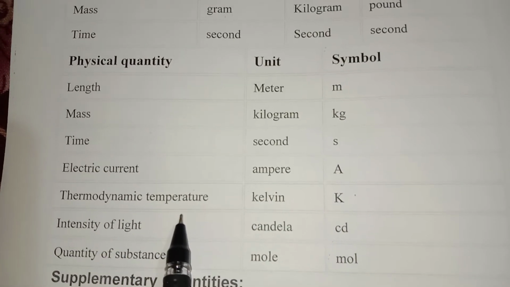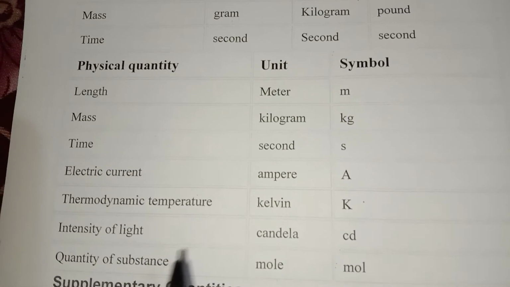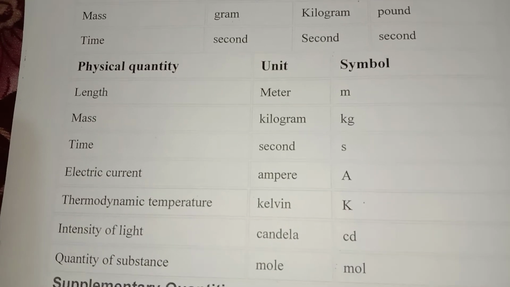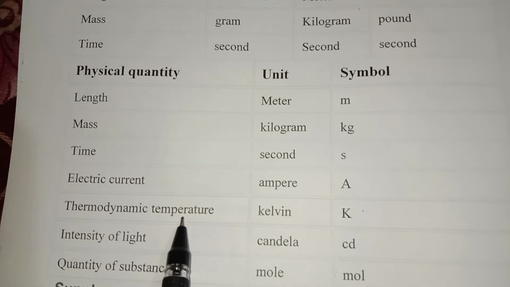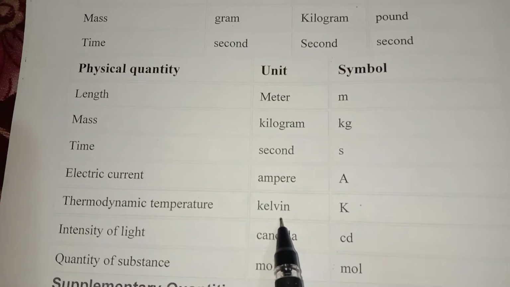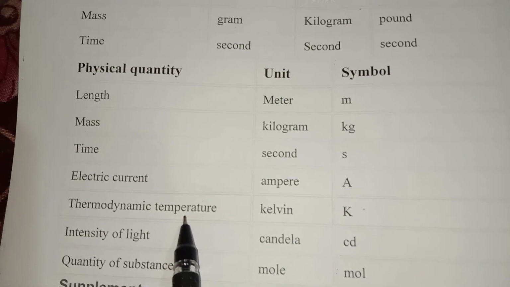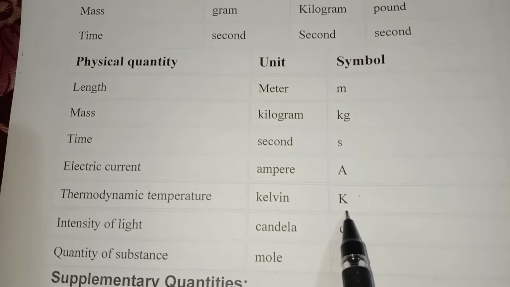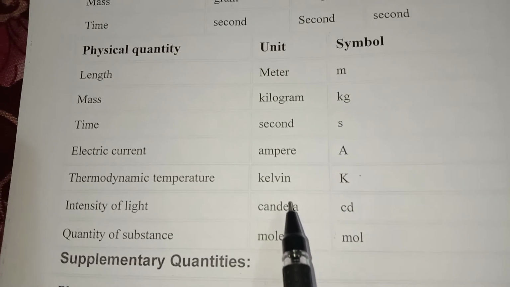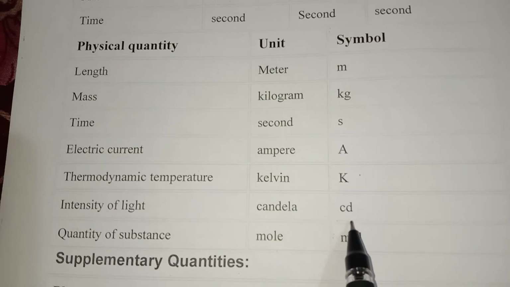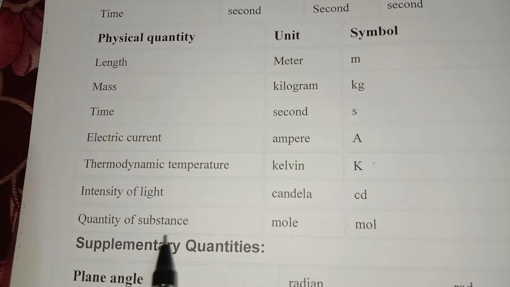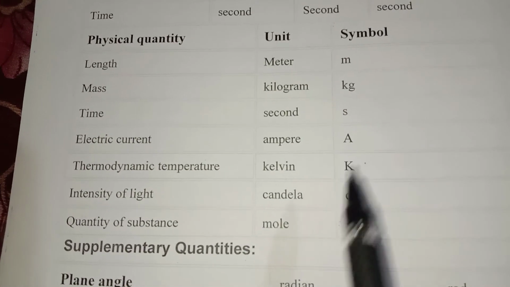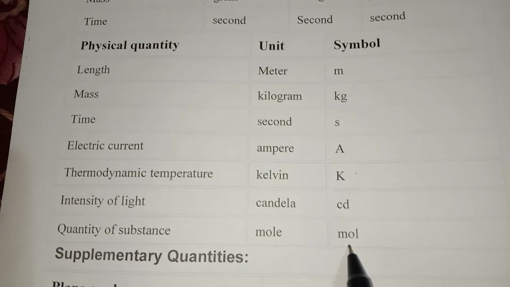Thermodynamic temperature was discussed in our class 11th, and will come up in our upcoming chapters. The SI unit of temperature is Kelvin and it is represented by K. The intensity of light has the unit candela, represented by cd. And the quantity of substance has the unit mole, represented by the symbol mol.